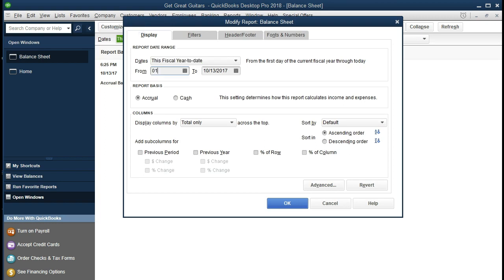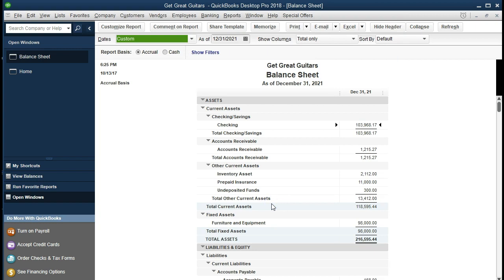That date being 01/01/21, January 1st, 2021 to 12/31/21. And we're going to say OK there. Now what we have done is we entered the bill for inventory. So we should have inventory increasing. Here's the inventory asset account.